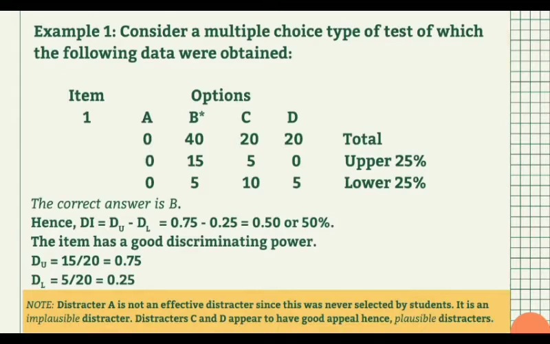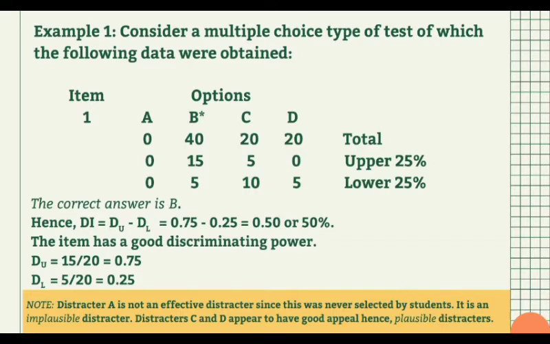Let us have an example. Consider a multiple choice type of test of which the following data were obtained. This is our given data. It is provided here that the correct answer is B. We will first follow the formula di is equal to du minus dl, but before we proceed, let us first find the value of these two. For our du is equal to 15 over 20, which results to 0.75, and for our dl is equal to 5 over 20, which results to 0.25.